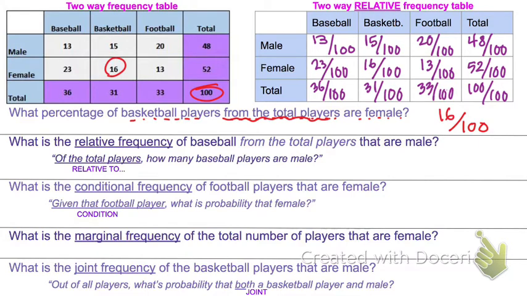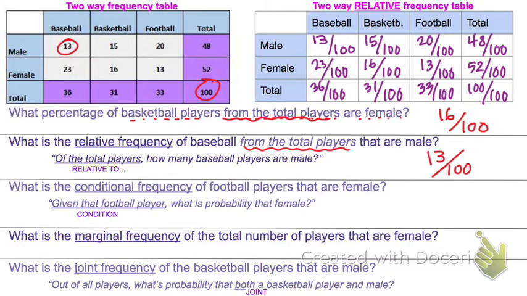Now let's try the next one. They're using the term relative frequency. That means relative to this, like out of this. So this says, what is the relative frequency of baseball from the total players that are male? So again, from the total players. This is very similar to the first one, but they're throwing in that term relative frequency. What that is saying is out of the total players, so that's our denominator, how many are baseball players that are male? So out of the total, how many are baseball and male?